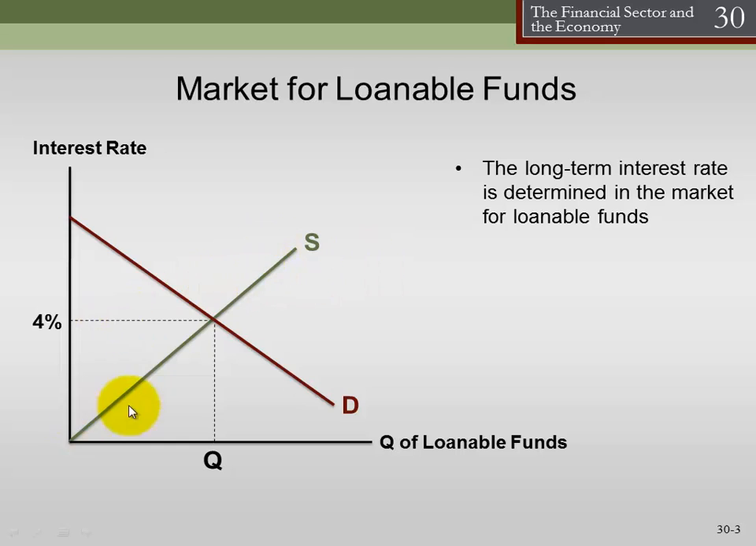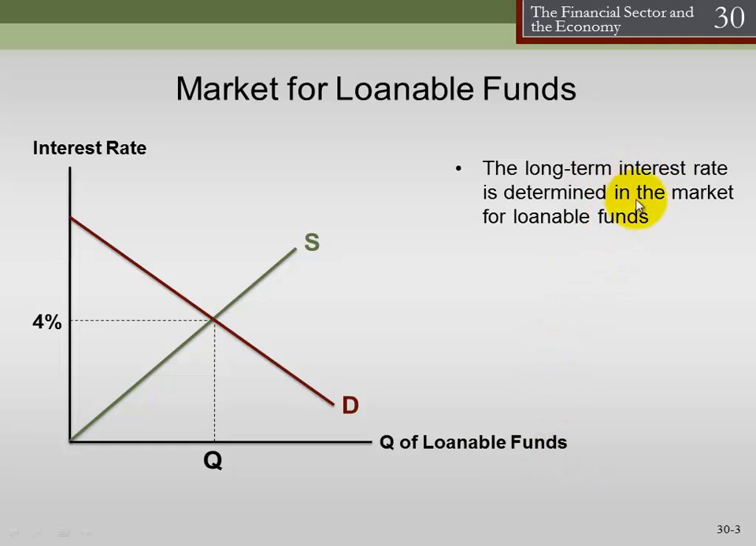We have a supply curve, it's upward sloping. We have a demand curve, it's downward sloping. We have a quantity of loanable funds, we have quantity here, and we have an interest rate here. And remember, an interest rate is just a price, so it's really like we have price here. This is just a market. Only difference between this market and markets that you've seen before is that this is the market for a financial asset, i.e. loanable funds, rather than a market for a real good.